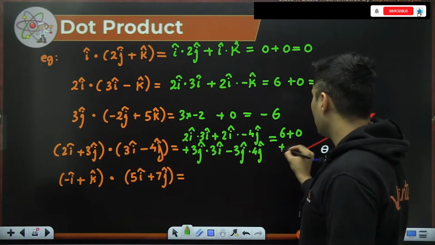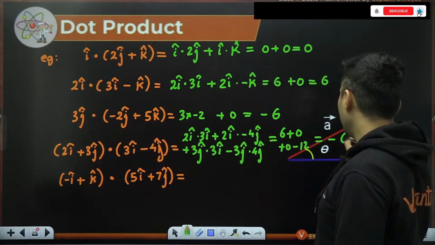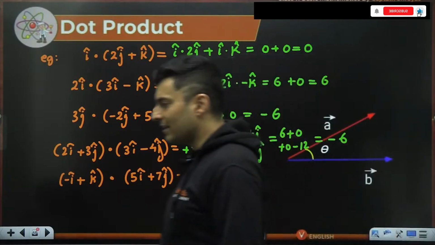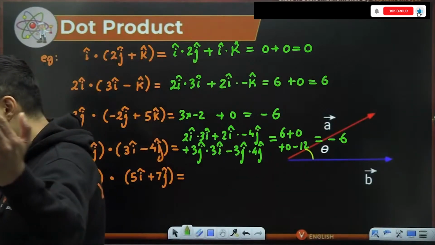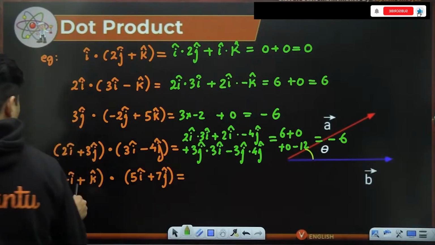j into I is also 0. 3 fours are 12, so minus 12. So 6 minus 12 means minus 6. Just check it out. Answer will be minus 6 again. Very good. Excellent. Very good. Perfect. What about this?